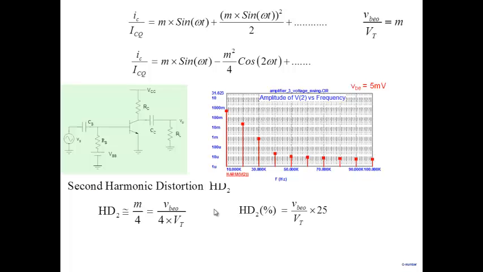And in terms of percentage, I can multiply by 100. Usually harmonic distortion is quoted in percentage. So I multiply by 100, and we get VB0 by VT into 25. So that's the harmonic distortion that I'll get in my amplifier.